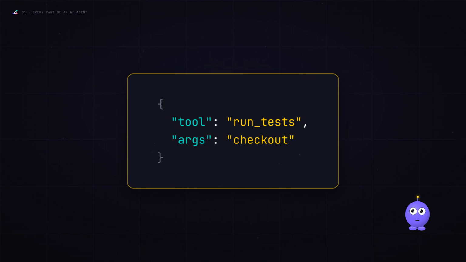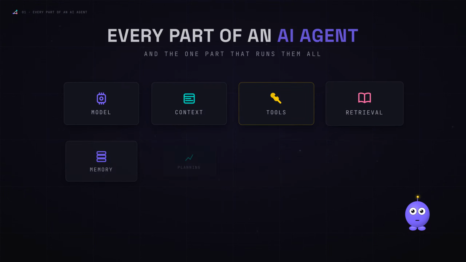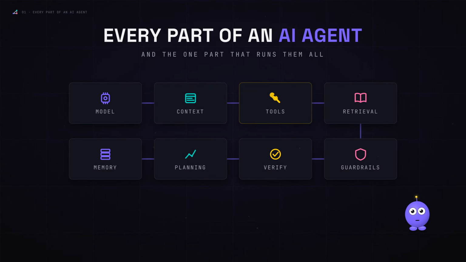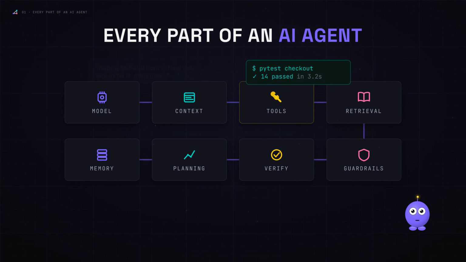This is a tool call. By itself, it does nothing. It's one of 8 parts, and if you wire all 8 together the right way, a language model stops being a chatbot and starts finishing real work on your computer.